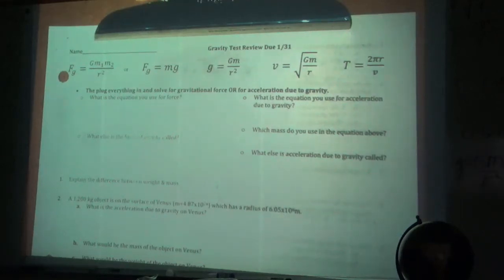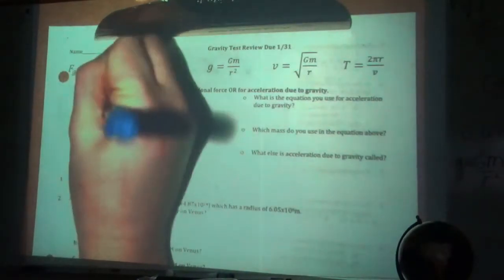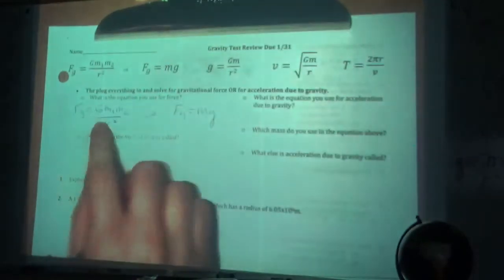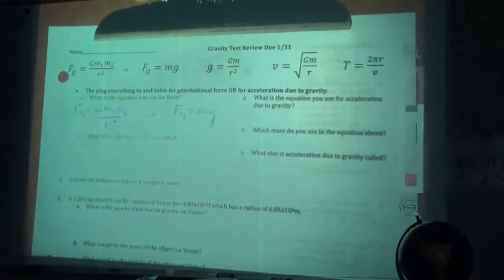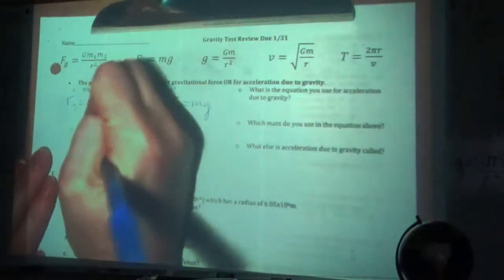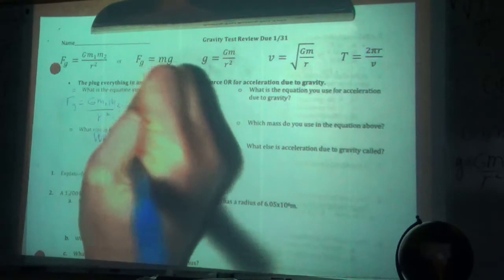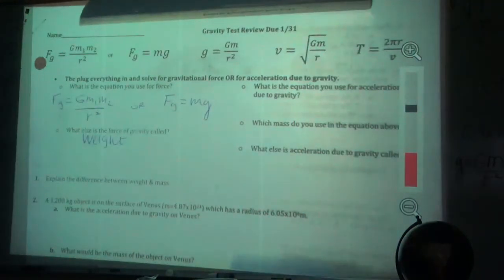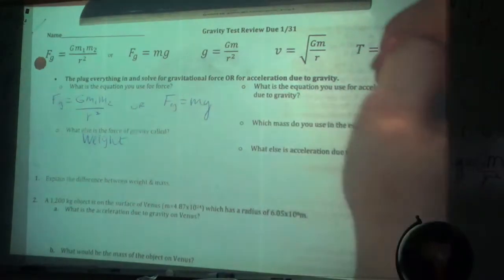So for our plug in everything and solve questions, first we need to figure out which equation we're going to use. If we're solving for force, then we're going to use the FG equations, either this one or possibly just mg, but most of the time it's this one because we won't know little g at that point. Another word for the force of gravity is the weight. So when I ask you for weight, that is the same thing as if I asked you for the force of gravity. For acceleration due to gravity, that's talking about little g.